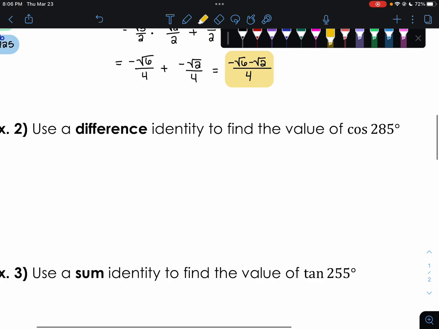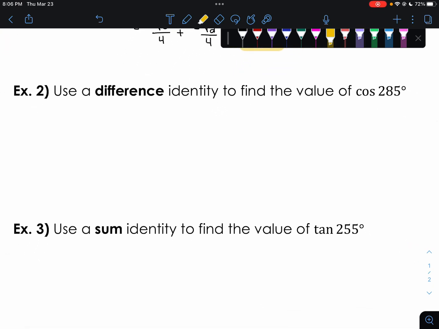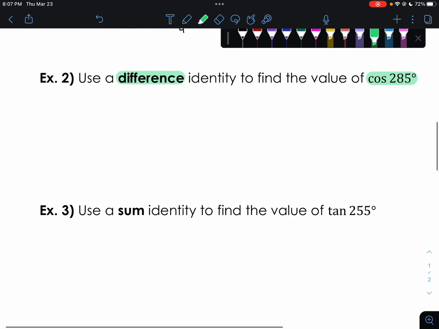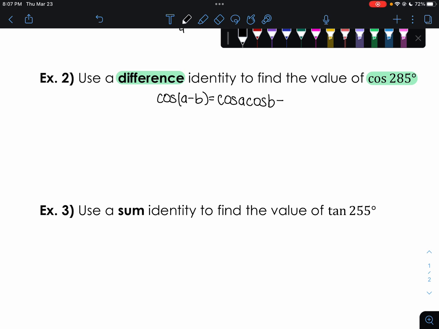Moving on to example number 2, we want to use the difference identity to find the value of cosine of 285. Well, the cosine difference identity is this identity right here. So I'm going to start by copying that identity down. So we get cosine of A minus B is equal to cosine of A times cosine of B, sorry, it's plus sine of A times sine of B.